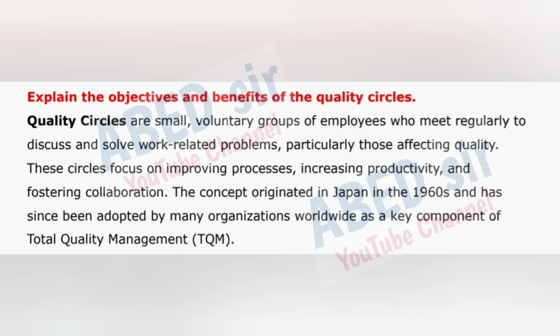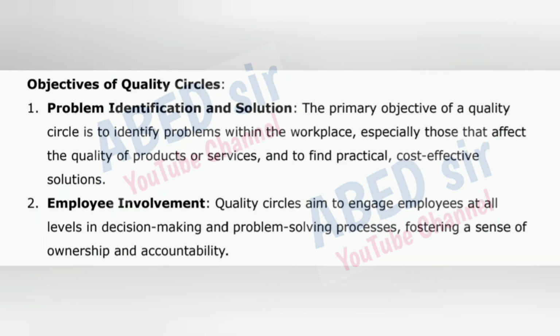The concept originated in Japan in the 1960s and has since been adopted by many organizations worldwide as a key component of total quality management, TQM. Objectives of quality circles. 1. Problem identification and solution. The primary objective of a quality circle is to identify problems within the workplace, especially those that affect the quality of products or services, and to find practical, cost-effective solutions.